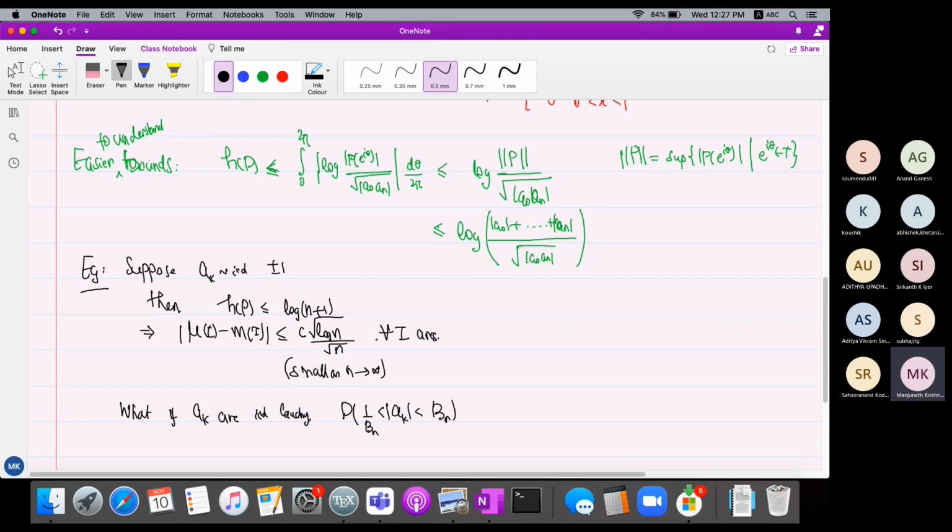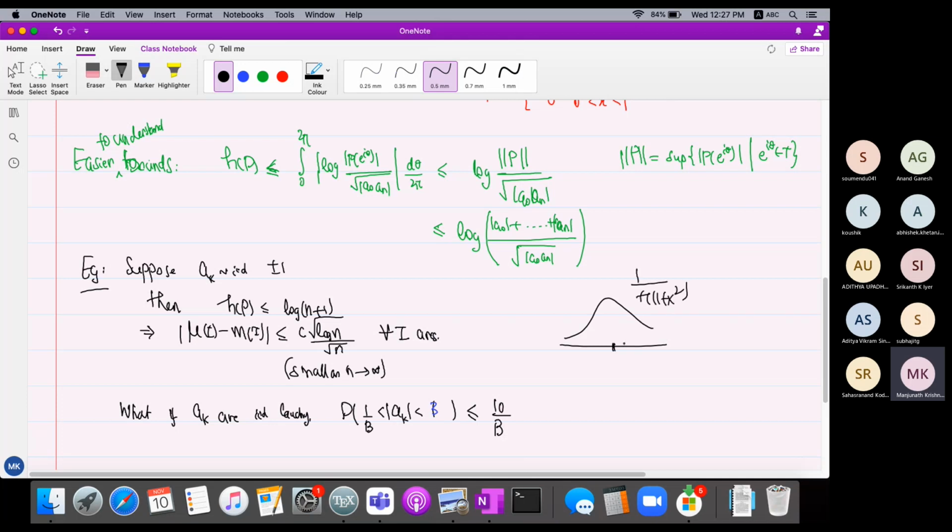Okay, so if I put a B here, what's the probability that it will be either smaller than 1 by B or bigger than B? If you understand the Cauchy distribution, you will get that this is something like 10 over B. See, the probability that AK is smaller than 1 by B: the Cauchy distribution has density 1 over pi into 1 plus x square.